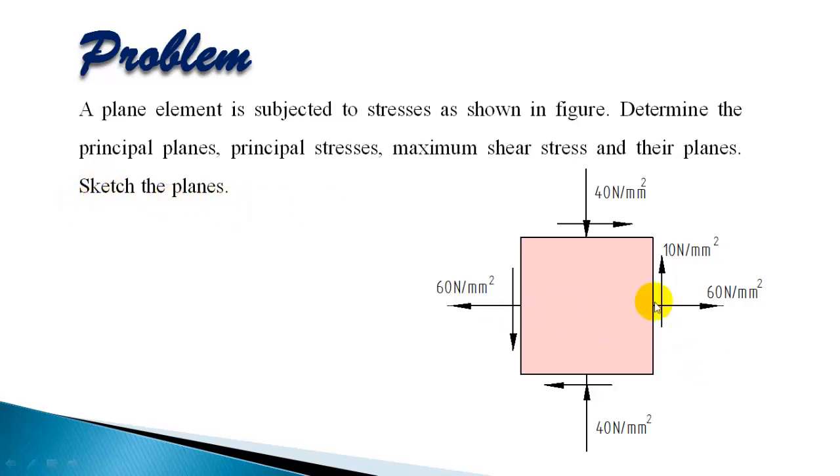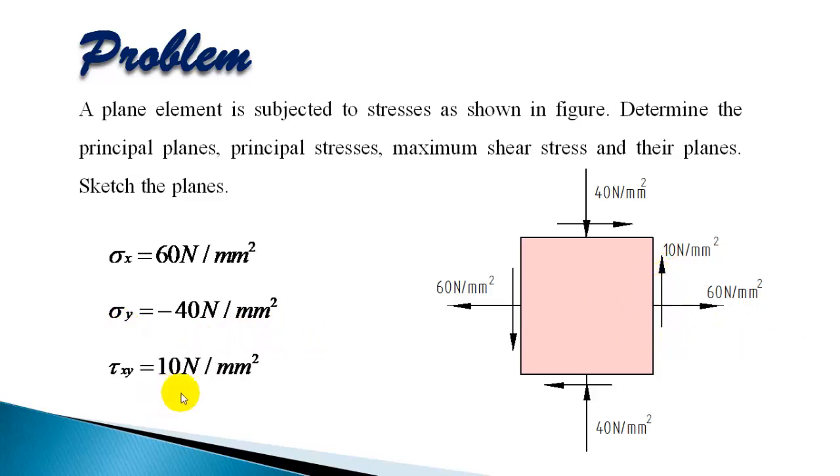Now the stress acting in x direction is plus 60 Newton per mm square, and in y direction you have minus 40 Newton per mm square, and tau xy is plus 10. So sigma x is plus 60, because on the right face you can see the arrow is pointing right, so plus, and sigma y on the top face is downward, so minus 40 Newton per mm square. Shear stress on the right face is upward, so plus 10 Newton per mm square.